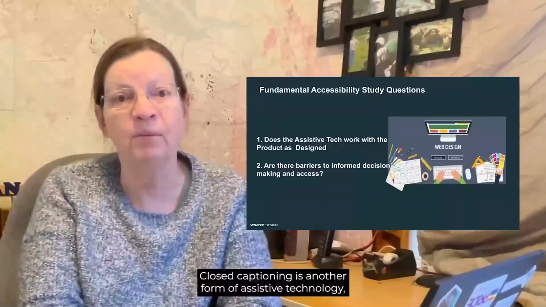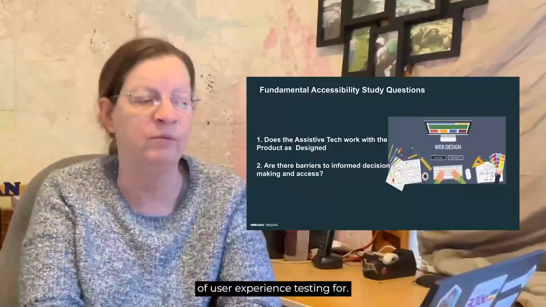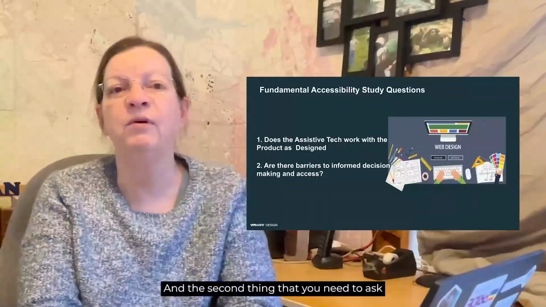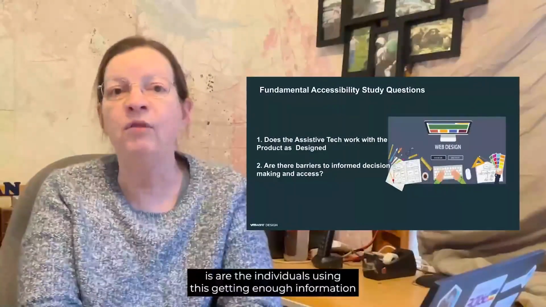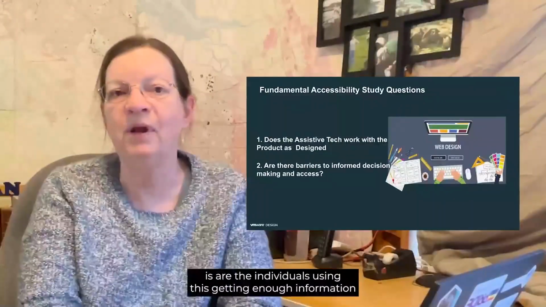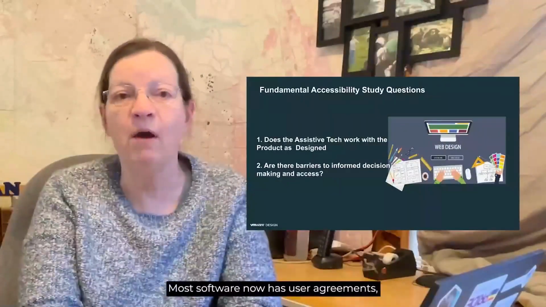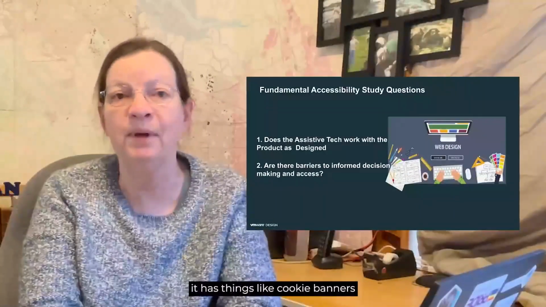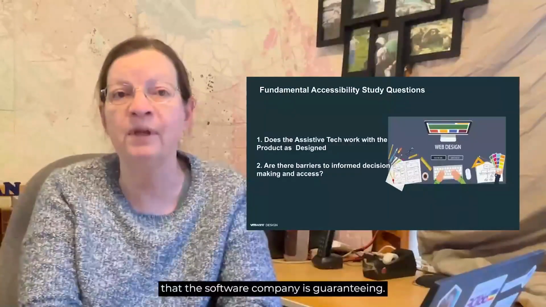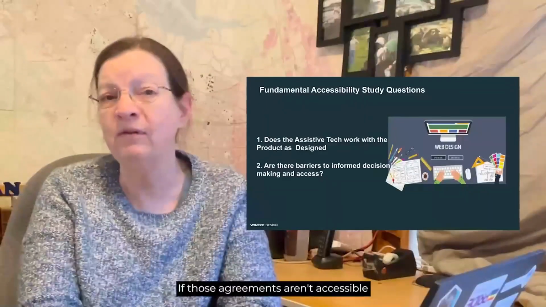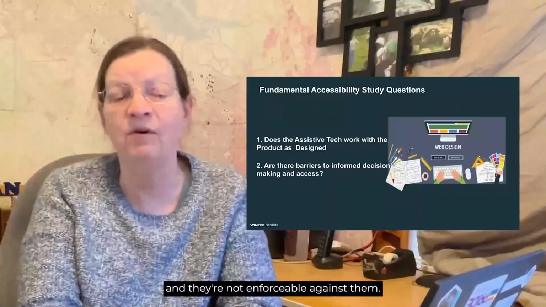Closed captioning is another form of assistive technology, although that you don't need to really do a lot of user experience testing for. And the second thing that you need to ask in your usability studies or UX research with people with disabilities is, are the individuals using this getting enough information that they are basically getting informed consent? Most software now has user agreements. It has things like cookie banners where you agree to the level of your privacy that the software company is guaranteeing. If those agreements aren't accessible to people with disabilities, they haven't provided informed consent, and they're not enforceable against them.